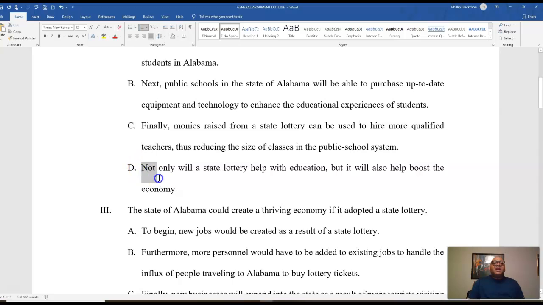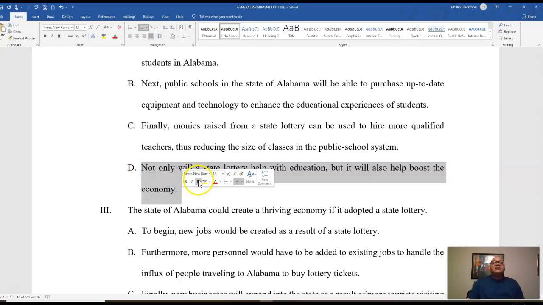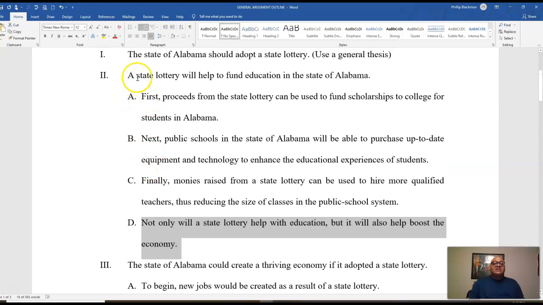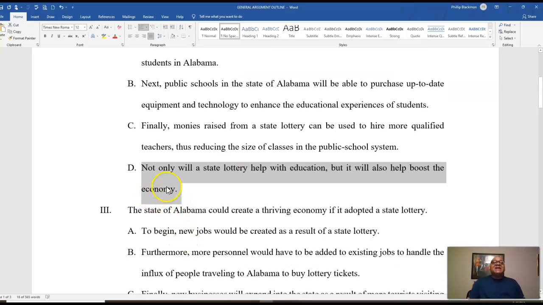This is just my concluding sentence for this section. I am finished with this section of my essay talking about a lottery funding education, and now I'm about to move on. So D is just a concluding sentence. Write that down. D is just the concluding sentence.